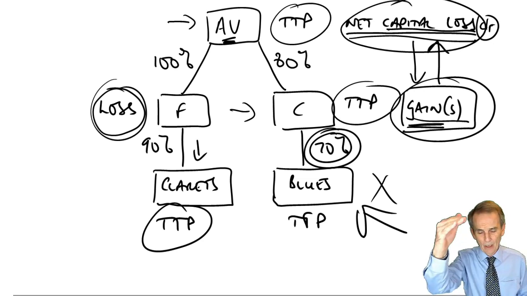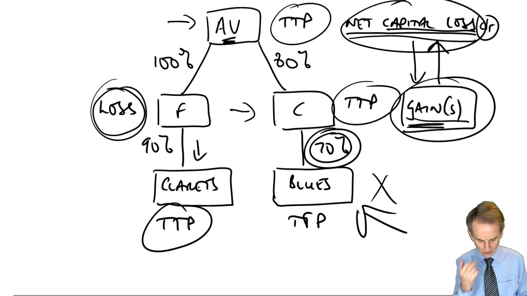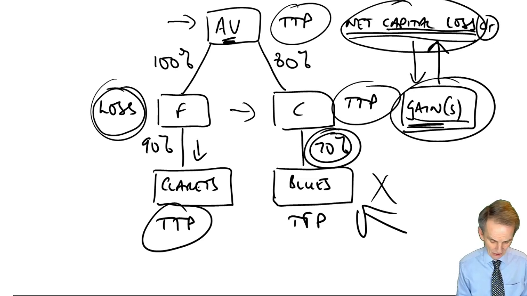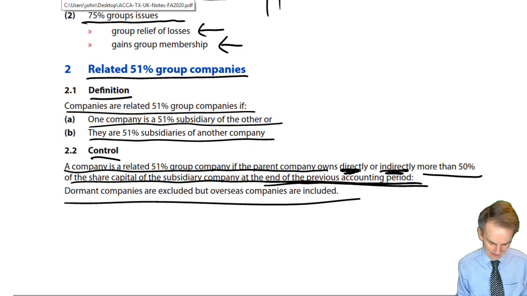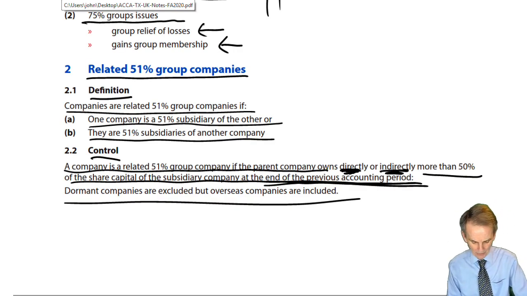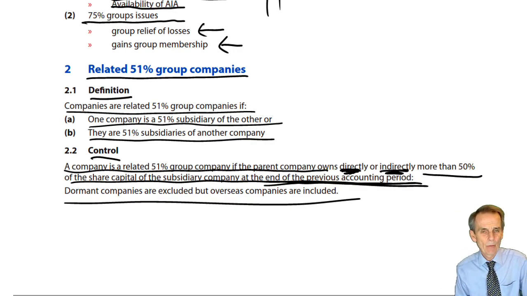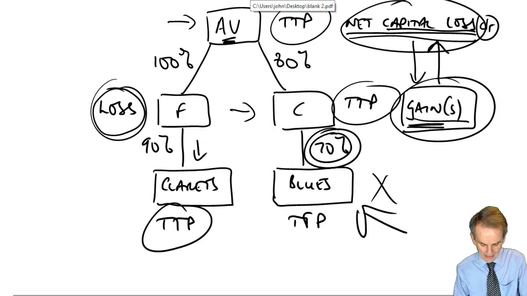So we've got parent company, direct and indirect subsidiaries. And we have to define, in the context of here are related 51% group companies, how many related 51% group companies there are. Now then, if we go back to our group here, well, you have a think for a moment.